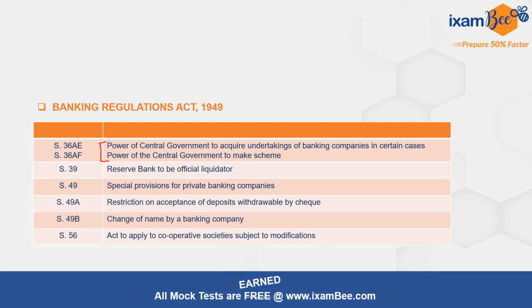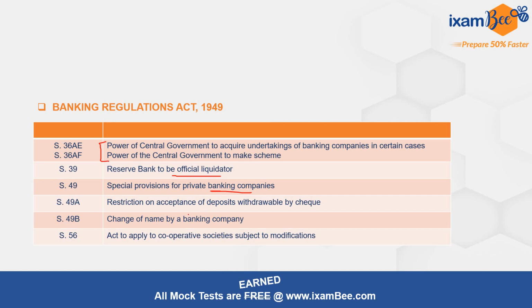तो basically वो certain cases या circumstances क्या है, या फिर with respect to going ahead and making scheme and all, that is the power which has been vested to the central government. Then section 39 बात करता है reserve bank to be the official liquidator और उससे related यहाँ पे important provisions इस particular section में है. Then कुछ ऐसे special provisions है जो कि private banking companies पे applicable है, वो section 49 में है. तो वो आपका again important है with respect to the private banking companies.